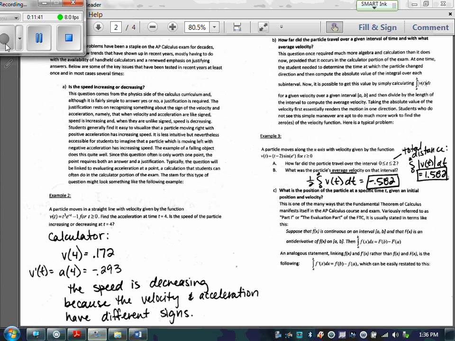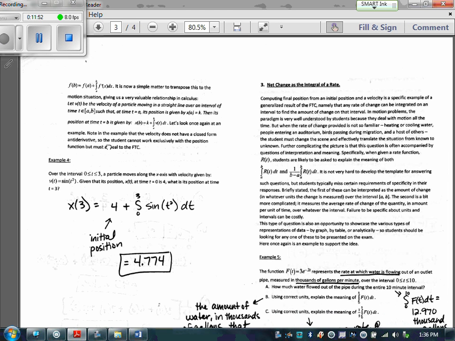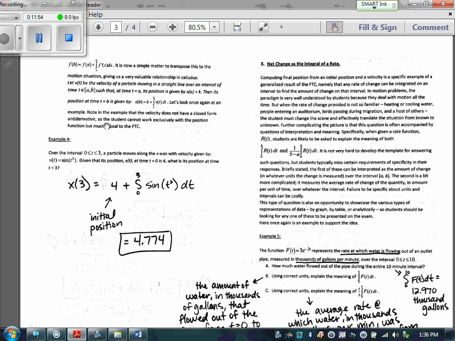What does part C say? What is the position of the particle at a specific time, given an initial position and a velocity? So if I ask you, what is this particle's position? So here's example number 4. Over the interval from 0 to 3, a particle moves along the x-axis with a given velocity. Given that his position at t equals 0 is 4, so his initial condition, he starts off at positive 4. What is his position at t equals 3?